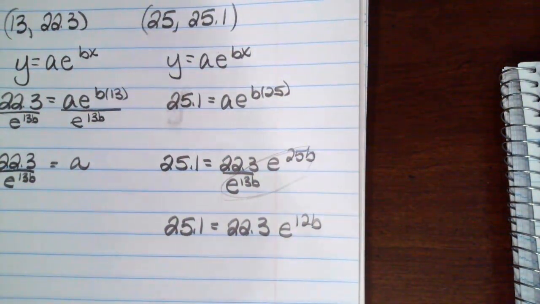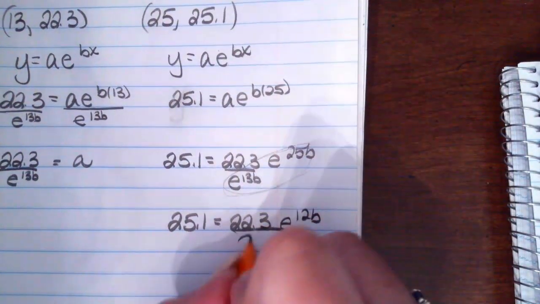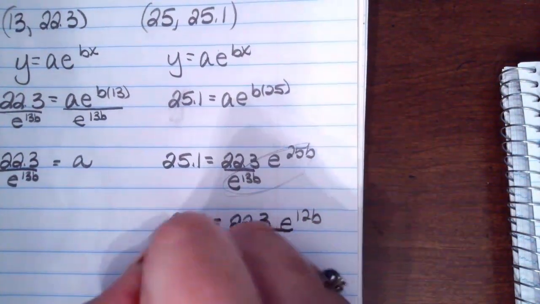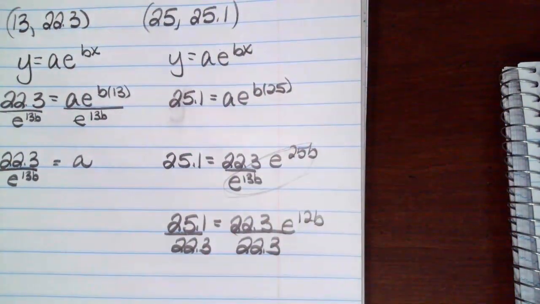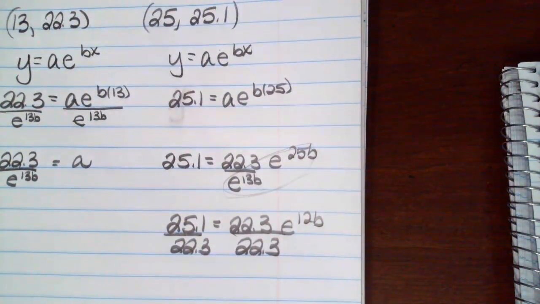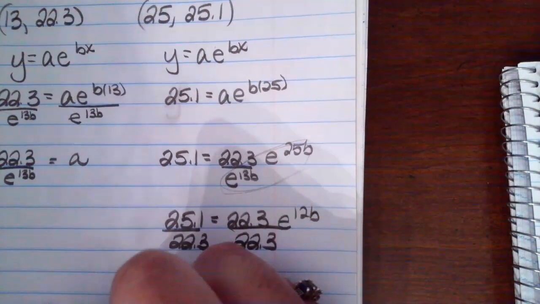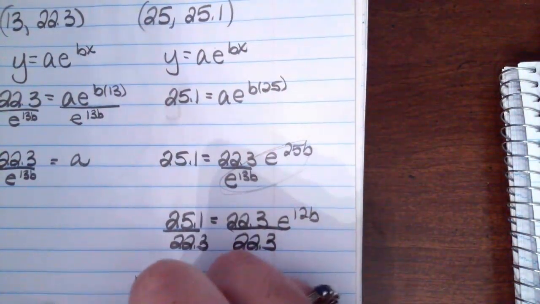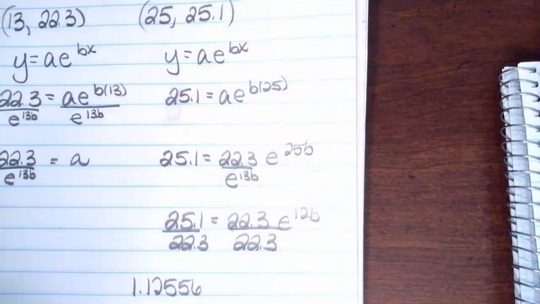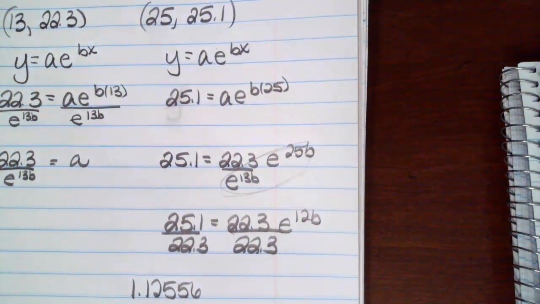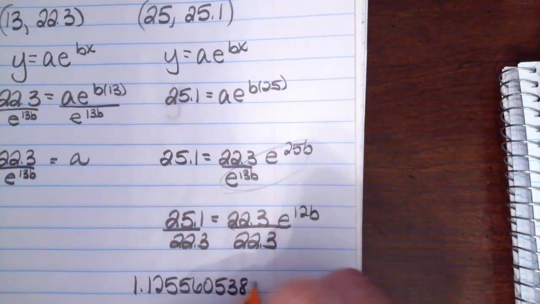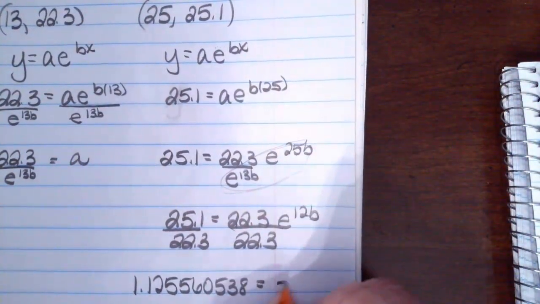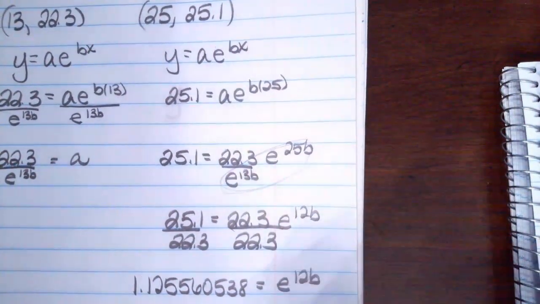Okay? And then divide both sides by 22.3. So I get 25.1 divided by 22.3, which gives me 1.125560538. Use as many decimal places as you can. 1.125560538 equals e to the 12b.